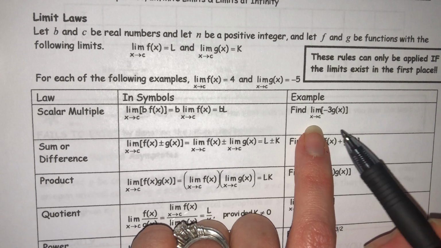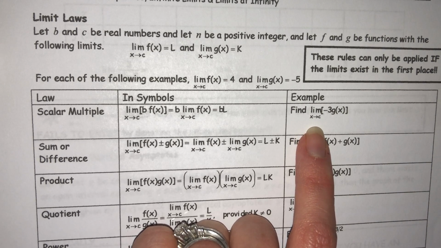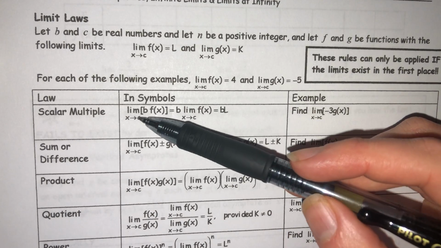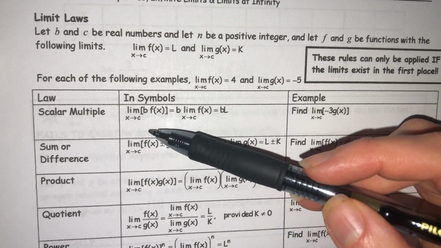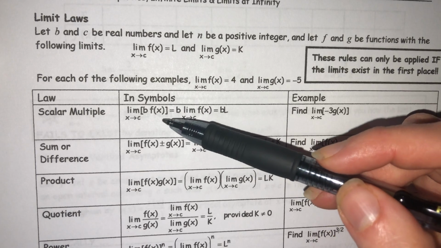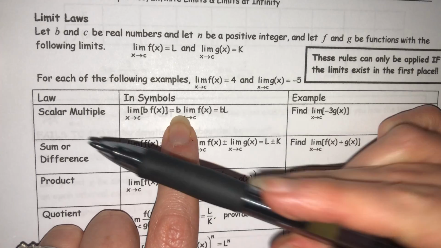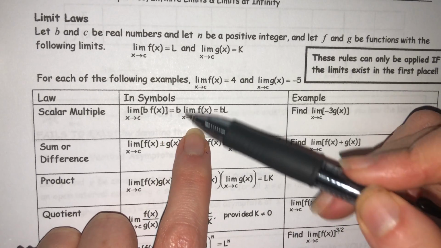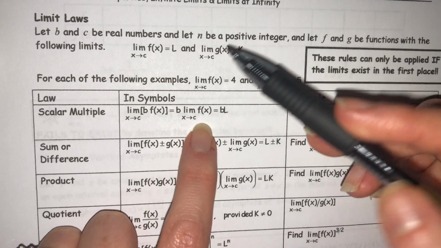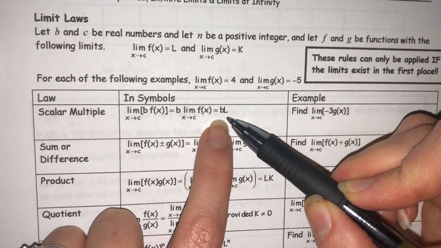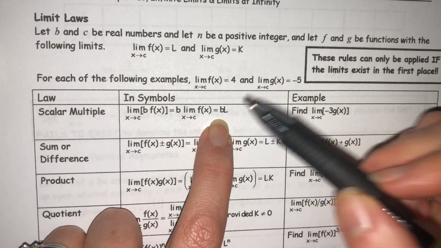And the example is probably what's going to bring it home so that you actually understand what's going on when you actually put the numbers in place. So our first law is called the Scalar Multiple Law, or property. And this one says that if I have the limit as x is approaching some number c of b times my function f of x, I can take this b scalar multiple out in front of the limit, go ahead and work the limit out of the function, and then get the answer, L, to that limit problem, and then just multiply the answer, L, times that b.